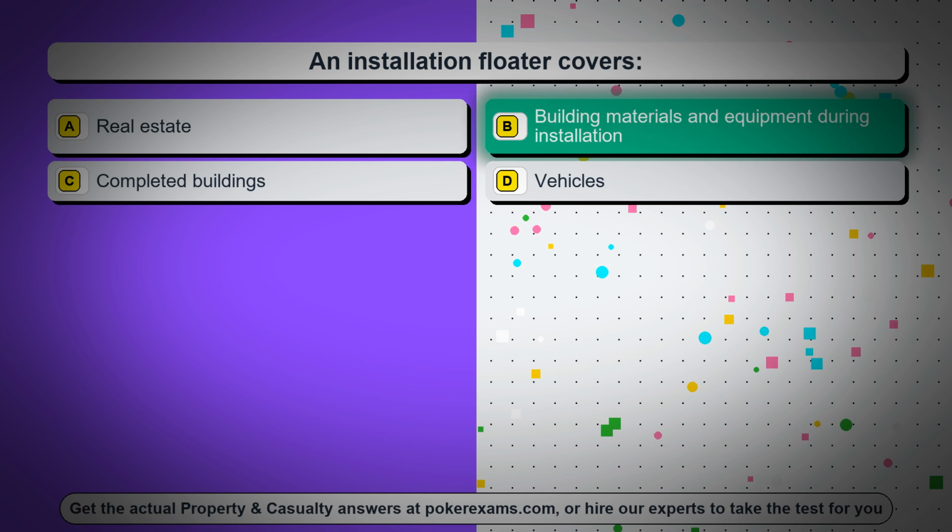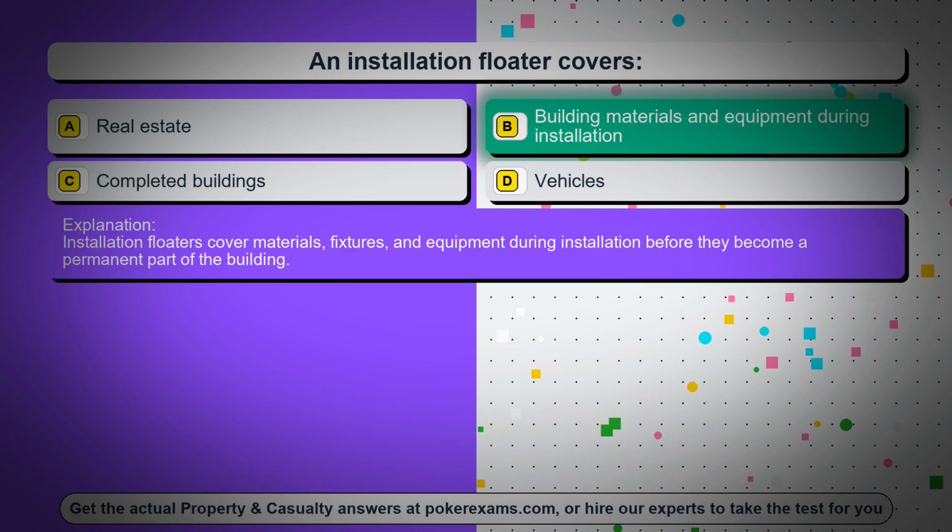The correct answer is option B, building materials and equipment during installation. Installation floaters cover materials, fixtures, and equipment during installation before they become a permanent part of the building.